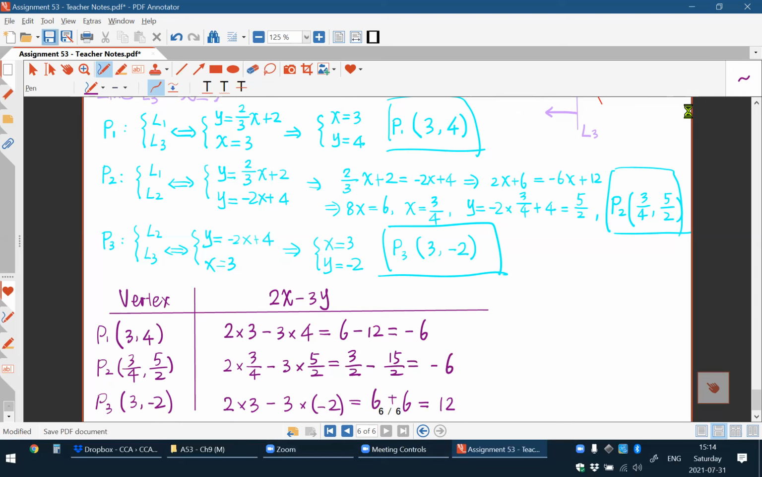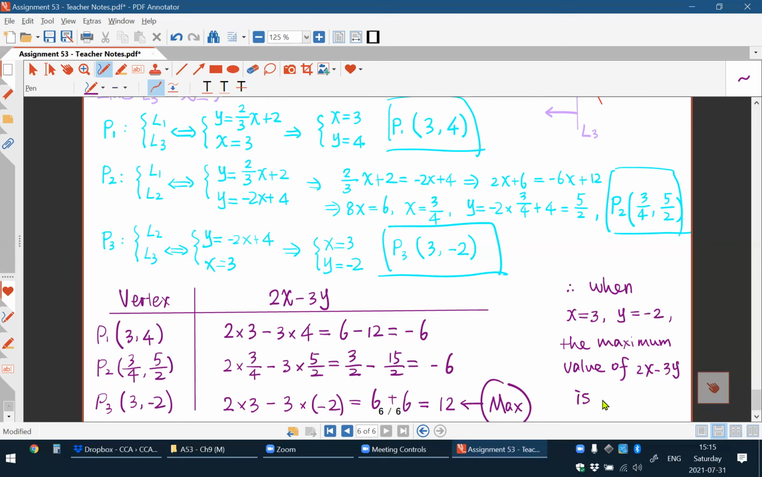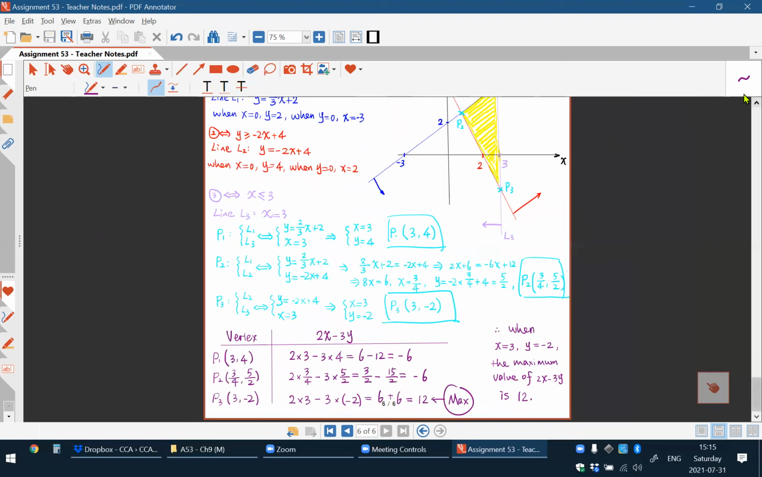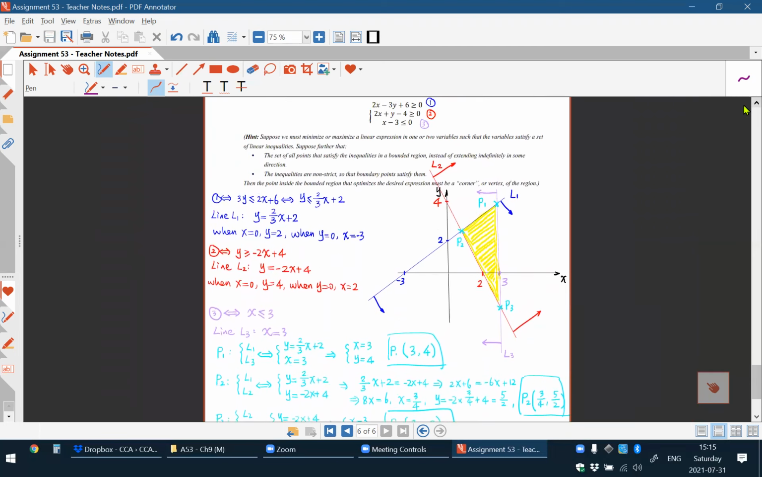And remember that our target is to find the maximum value at these vertexes. And by observation, of course, this is our maximum value, right? Okay, so now let's make a conclusion. The conclusion is when x is 3, y is minus 2, the maximum value of 2x minus 3y is 12, right? Okay, so this is a complete process of how we can find the maximum value given a linear bounded region, where the target function is also linear.